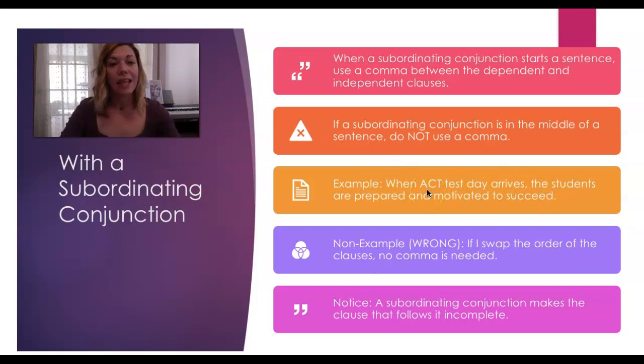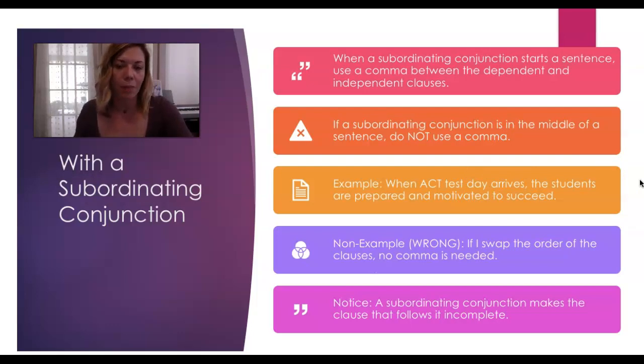So ACT test day arrives, or let's make it simpler, the ACT test day arrives, is a full sentence. You know that. It's independent. But when I put that when in front of it, that subordinating conjunction, it becomes dependent now. And then I put a comma after it and before the independent part of the sentence, which is the students are prepared and motivated to succeed.